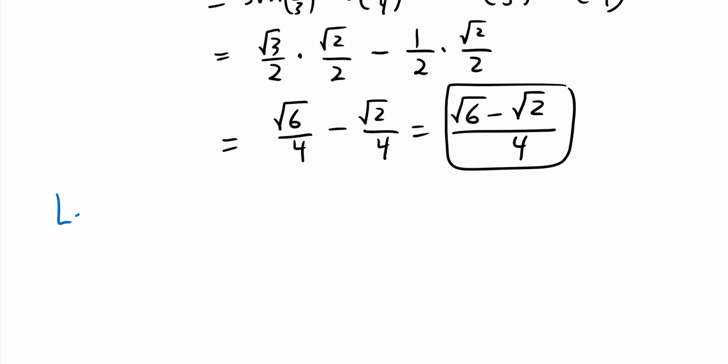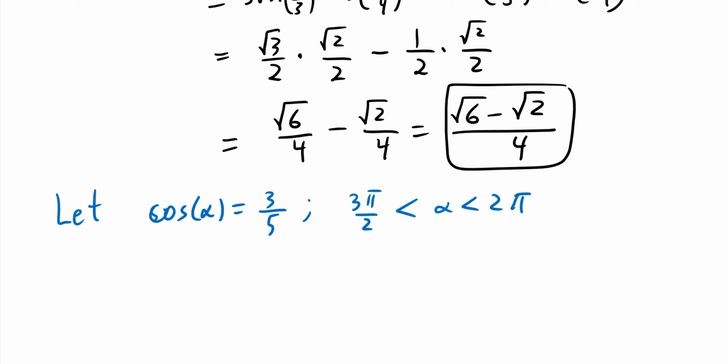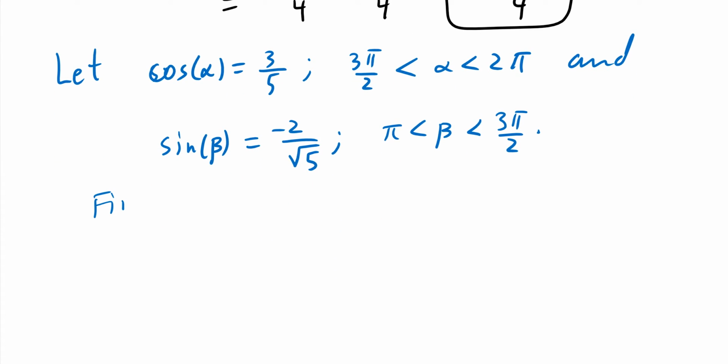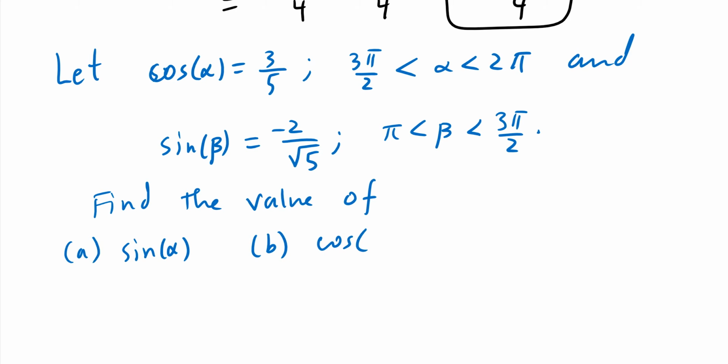For more applications or more practice, let cosine alpha be 3/5, where alpha is in 3 pi over 2 to 2 pi, that's the fourth quadrant. And sine beta is negative 2 over square root of 5. Beta is from pi to 3 pi over 2, that's the third quadrant. We need to find the value of part A, sine alpha, part B, cosine beta, part C, cosine alpha minus beta, part D, sine alpha plus beta.